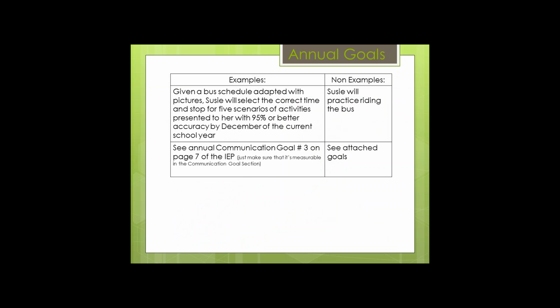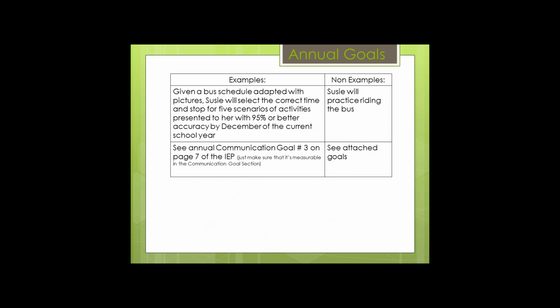And here's an example of an annual goal that's measurable. It has a percentage that you want to see accurate. The non-examples are Susie will practice riding the bus. It doesn't give us a criteria for success.